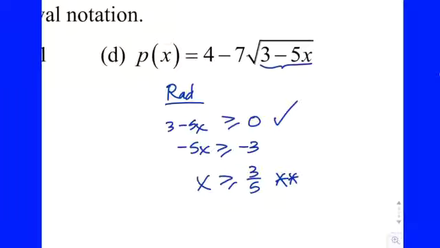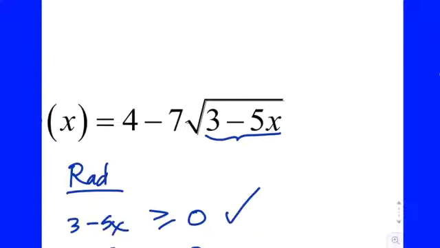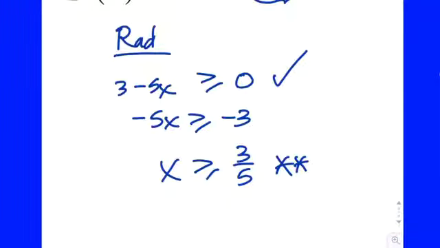Pick any number. What's the number bigger than 3/5? 100. Okay, 100. We'll be safe. Let's go big. I'm saying 100 works. 5 times 100 is 500. 3 minus 500 is negative oops, right? Negative oops. And so now I know, oh, yeah, I forgot to flip the inequality. I checked myself before I wrecked myself.